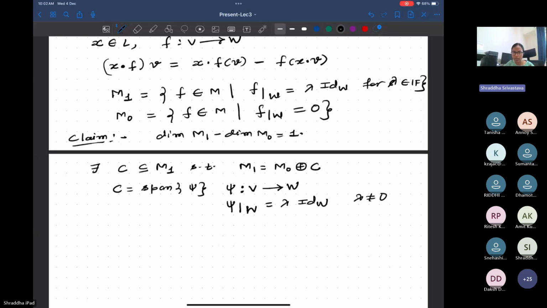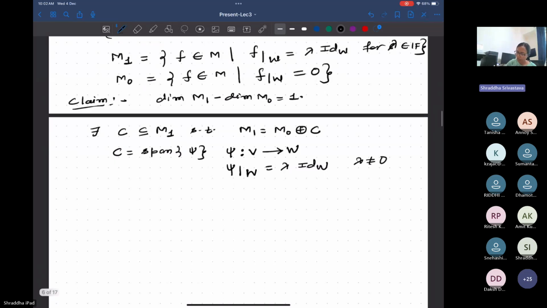Then we are very close to the idea we used for the irreducible case when we had the Casimir element. So if somehow I can say that my psi is L linear, then the kernel of this psi will serve as a complement of W, and we will be done. So this is something that we did in tutorial last time.